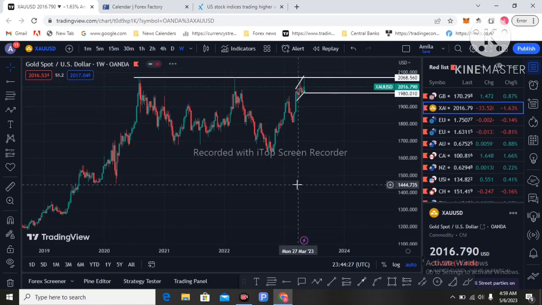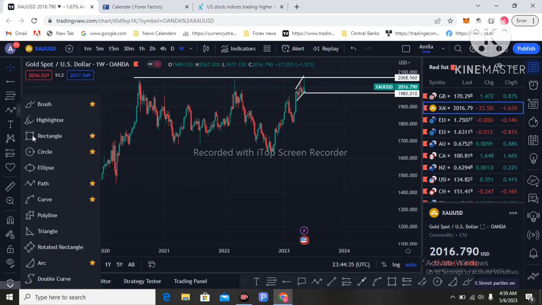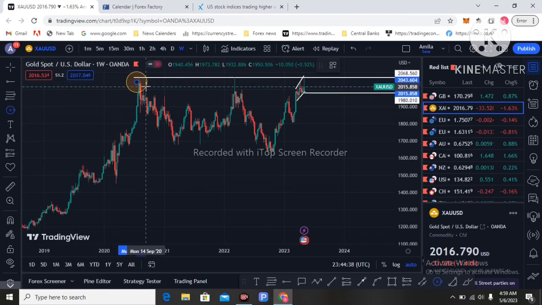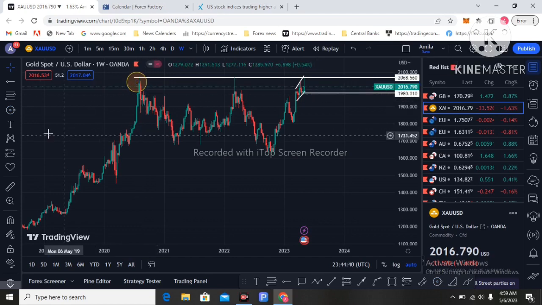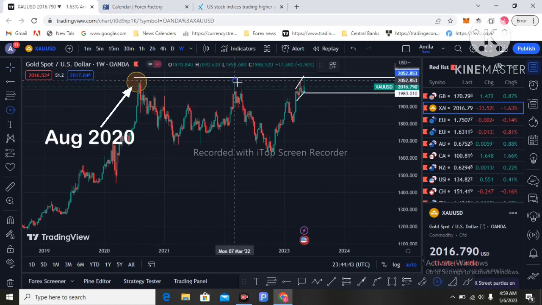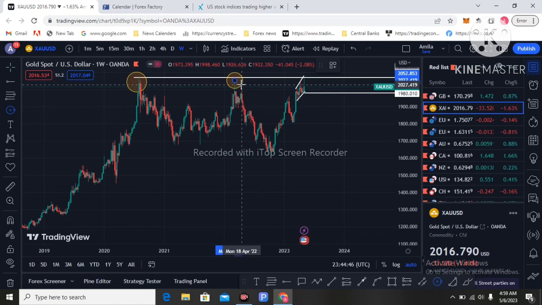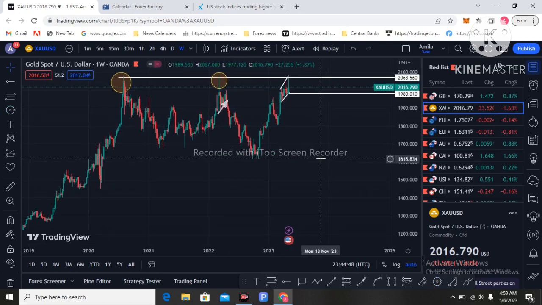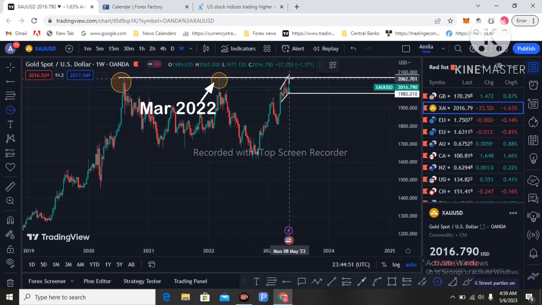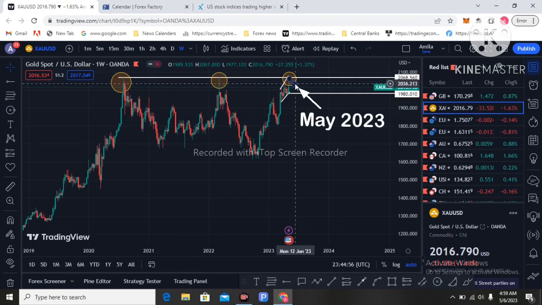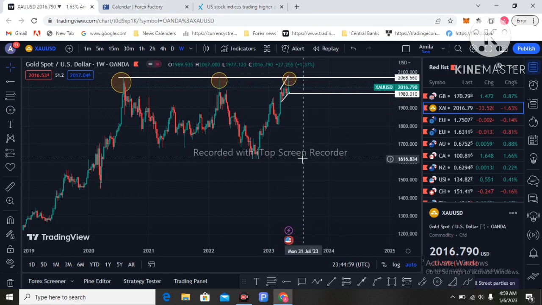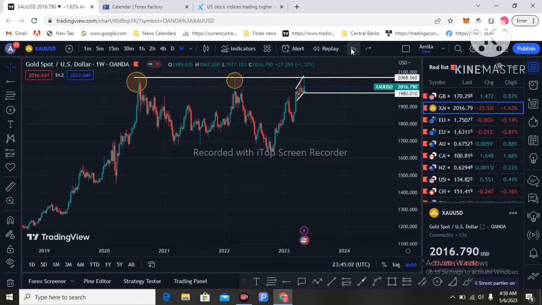So I am going to the weekly gold chart. You can see this is the all-time high. Gold reached 2000 in August 2020, and then 2020 again, and this happened last week of 2022. Gold reached the 2070 level in April-May this year, 2023. So that is the highest level in gold now.